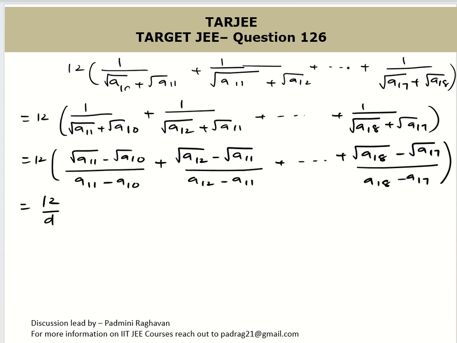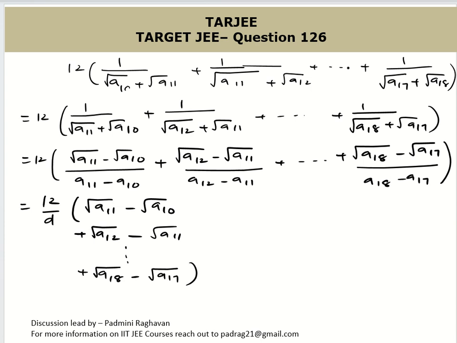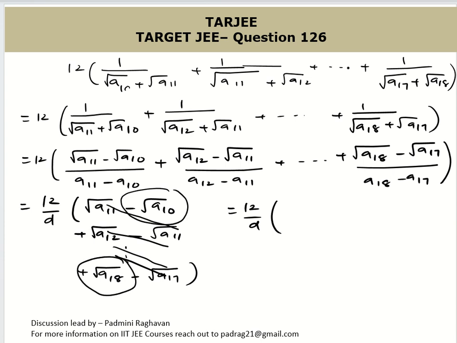So let me take out a D common. All the denominators will be D. So what do we have inside the bracket? Let me write it in a vertical manner so that it looks like a telescopic series and you can understand it better. So I'll write root A12 minus root A11, and so on, down to root A18 minus root A17. All the denominators were D, so that D I pulled out. You can see the terms are getting cancelled in this particular manner. So what are you left with? You are left with 12 by D, and the topmost right hand term and bottommost left hand term, which is root A18 minus root A10.